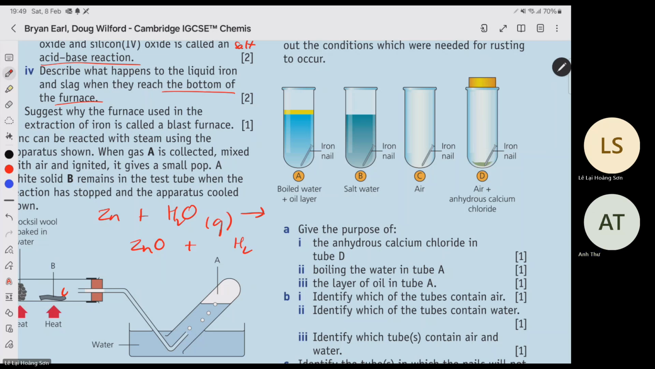Tube D, because we don't have water, so the iron will not rust. What is the use of calcium chloride there? It will get rid of the water. Get rid of the water, yes. Get rid of the water, right? Because this is anhydrous, so it can absorb the water.